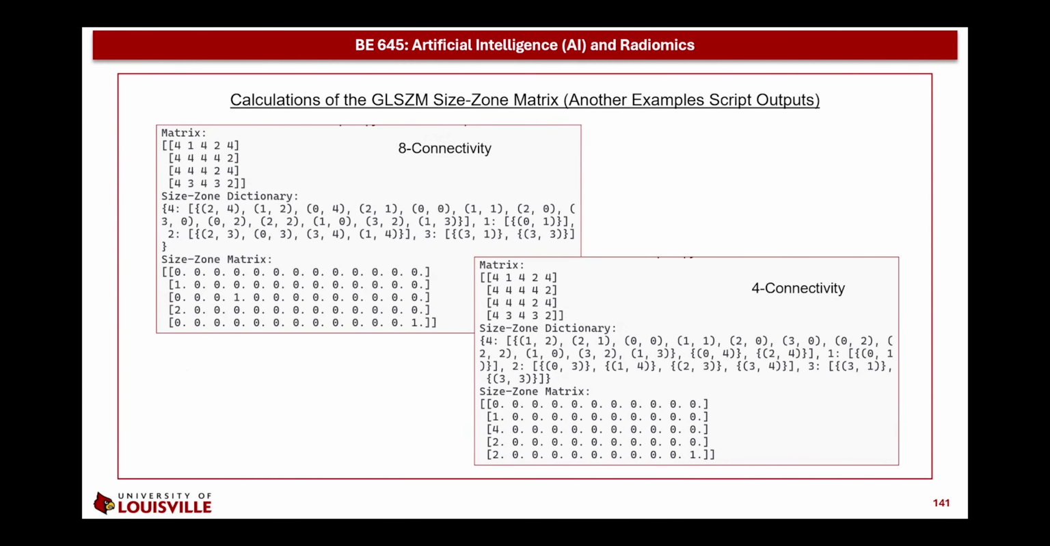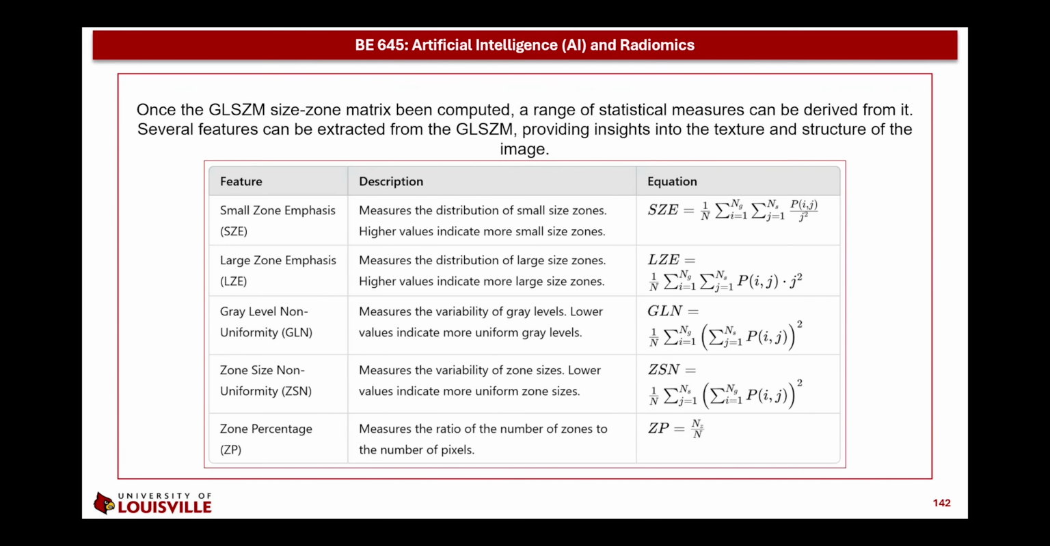This is another example. There is a matrix. We executed it using 8 and using 4, and as you see here, the size zone matrices are not the same. Once we got the size zone matrix, a range of statistical measures can be derived from that matrix. These features will provide insights into the texture and structure of the corresponding image.